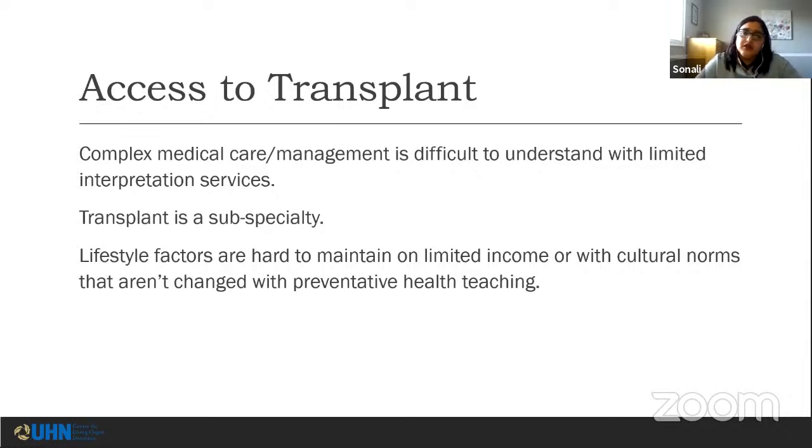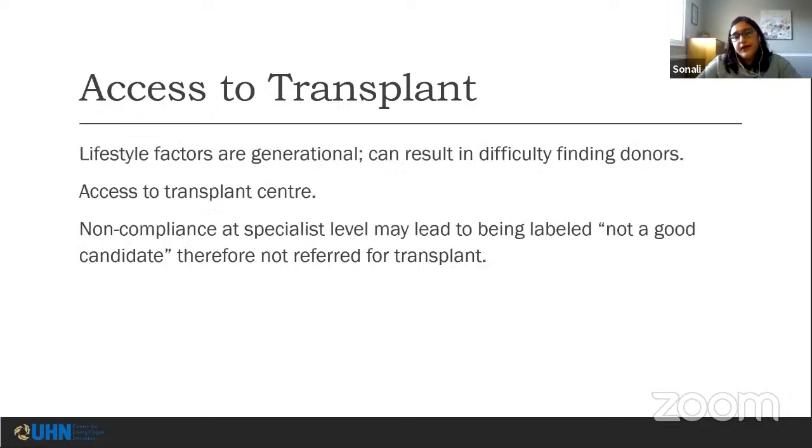We talked about lifestyle factors being hard to maintain on limited income. When you get to a point where you have a major liver disease and some of these lifestyle changes are necessary, having the information and the resources to make those changes is very important. We also see that some of these lifestyle factors can be generational, so that can impact finding a living donor, among other things, and I will come back to that again in a second.